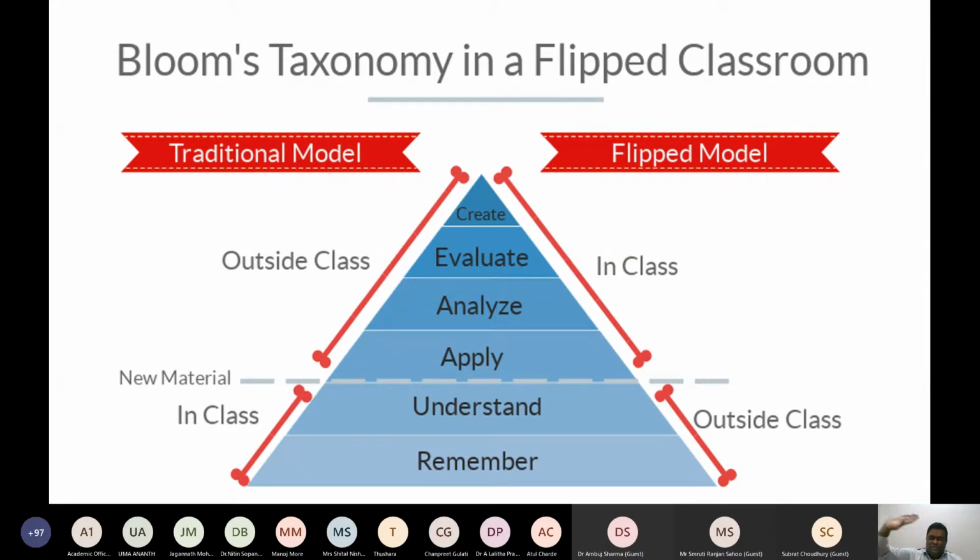Let them watch some video outside the classroom. Let them read some articles. Let them read the case, and then let them come to the class to discuss the situation, to debate, to ask questions, the right questions. So that should be the way, and that's how the classroom delivery should be designed. That is the idea behind Bloom's taxonomy in a flipped classroom.